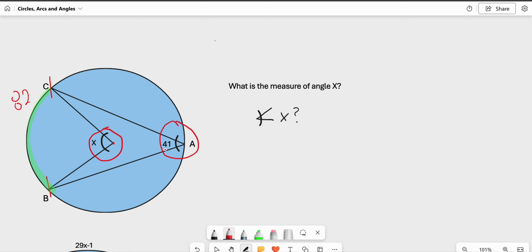If we know how much the inscribed angle is, and it's given as part of the problem, 41 degrees, the arc intercepted by this inscribed angle is equal to the inscribed angle measure times 2. But this arc is also intercepted by this central angle, and this is the angle that we need to find. We know that the central angle is equal exactly to the measure of the arc. So we know that angle x is equal to 82.